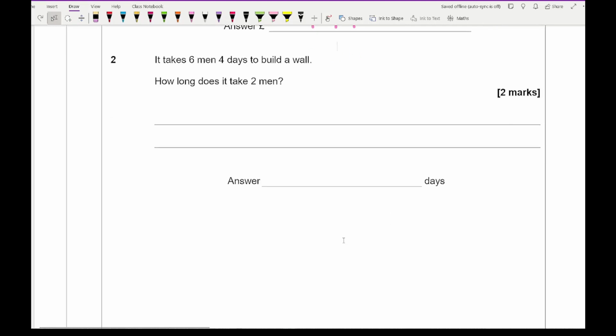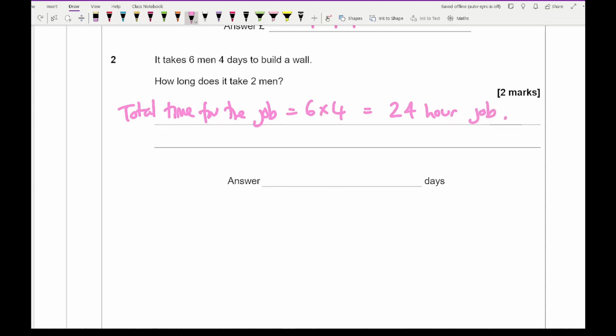How long does it take 2 men? So for this, what we need to do, just like we did in the proportion video, is first of all work out the total time for the job. So for this, we're looking at 6 times 4. So it's a 24-hour job. So then we've got 2 men. So we then need to do 24 divided by 2, which gives us an answer of 12.